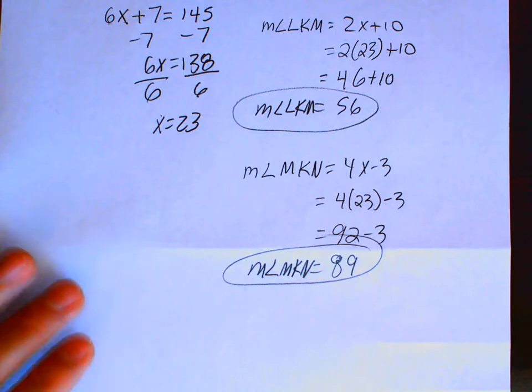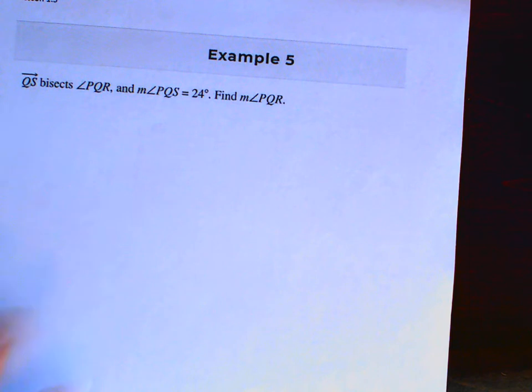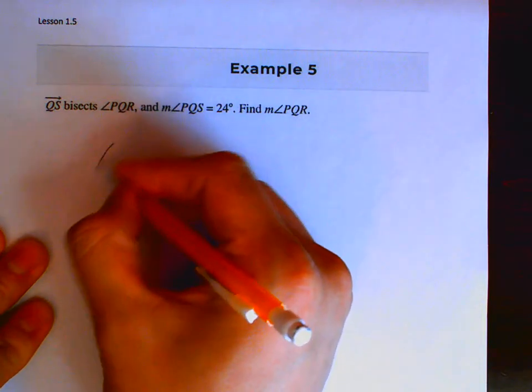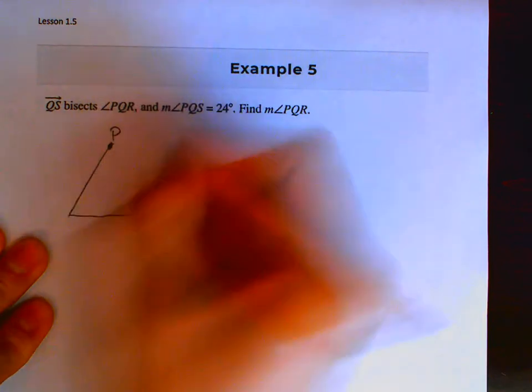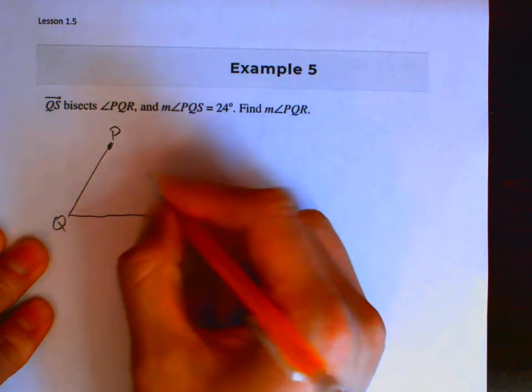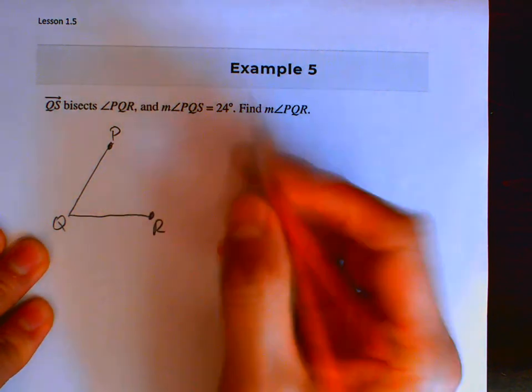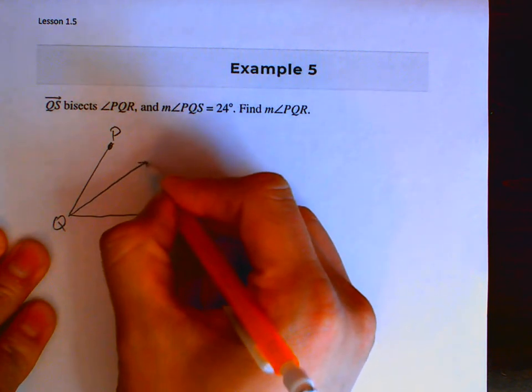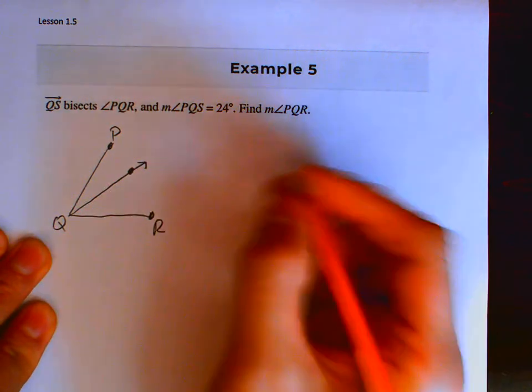Now for the last example, example 5, it says QS bisects PQR and PQS equals 24. Find PQR. Very wordy and totally not helpful if you don't draw a diagram. So I'm going to draw a diagram. I'm going to draw an angle, and I'm going to call this PQR. And it's telling me that QS bisects PQR, so I'm going to draw an angle bisector. You don't have to do a construction. Okay? And I'm going to call this S.